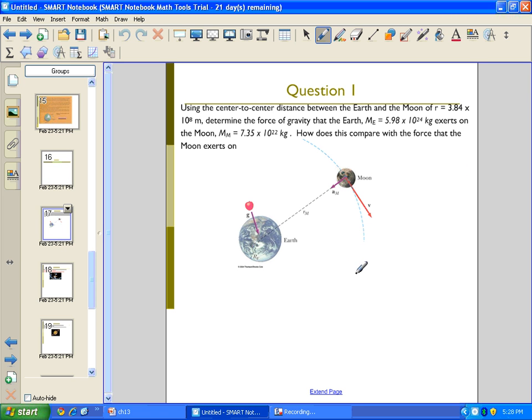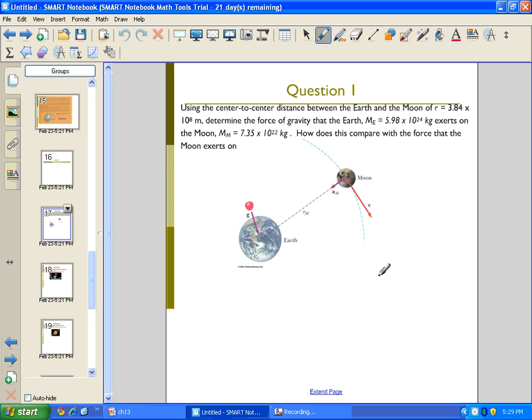Here, we're told to use the center-to-center distance between the Earth and the Moon, which is 3.84 e to the 8 meters, to determine the force of gravity between the Earth and the Moon. And specifically, we're told to determine the force that the Earth exerts on the Moon and to compare this force to that which the Moon exerts on the Earth.